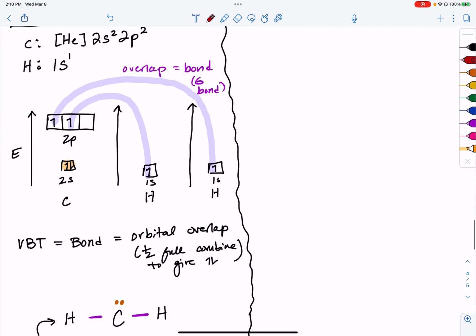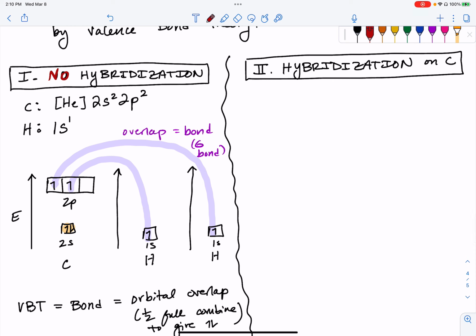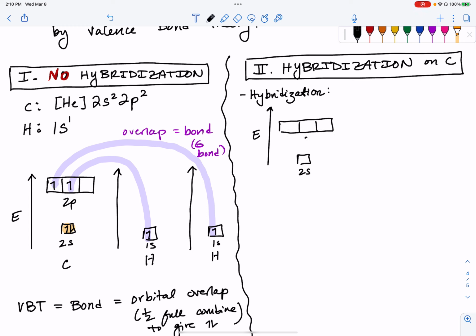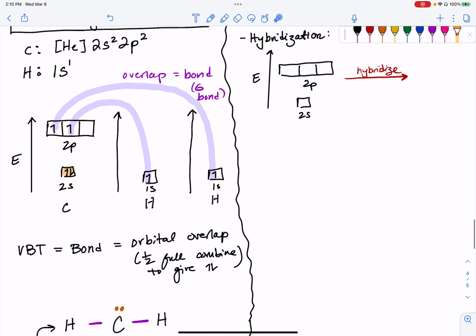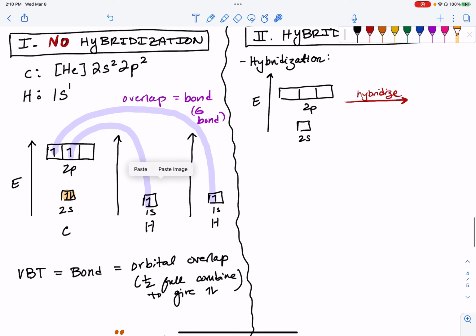So let's see what happens if we were to hybridize the carbon atom. Let's look at the hybridization. I'm going to look at the transformation of carbon's valence configuration from a 2s and then, slightly different in energy above that, the 2p orbitals. And I'm going to see if I can hybridize this such that I maximize the number of half-filled orbitals, which will then allow me to create a maximum number of bonds and hopefully meet that octet. So let's hybridize.